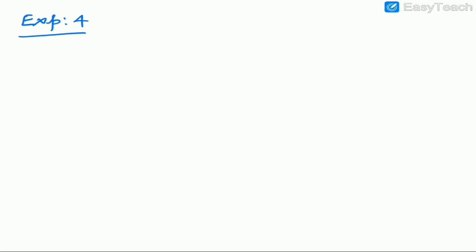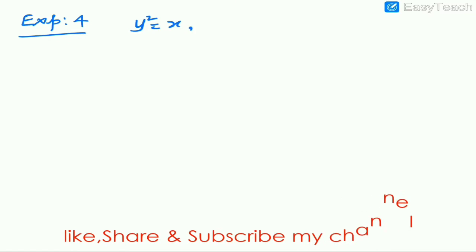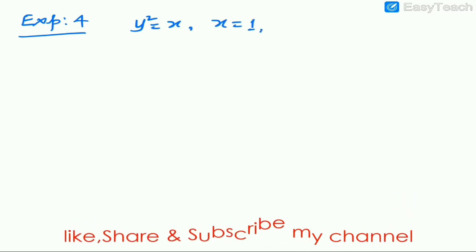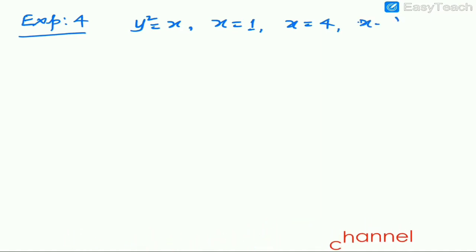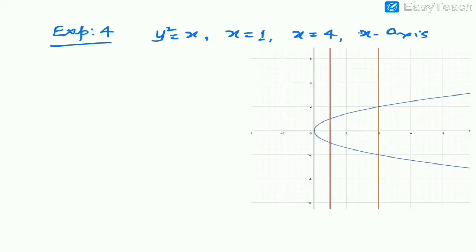So in this example we have to find the area bounded by the curve y square is equal to x and the lines x is equal to 1, x is equal to 4 and the x-axis in the first quadrant. So the given curve is the curve of a parabola and x is equal to 1 and x is equal to 4 are vertical lines. So in this graph, this is the curve of y square is equal to x, which we may write as y is equal to root x. And these are the vertical lines x is equal to 1 and x is equal to 4.